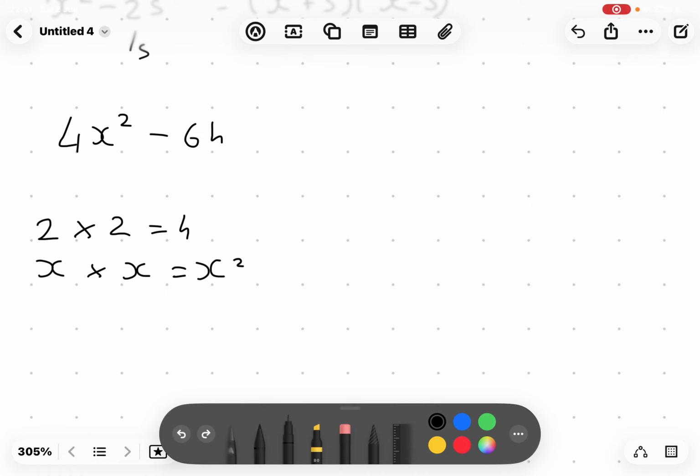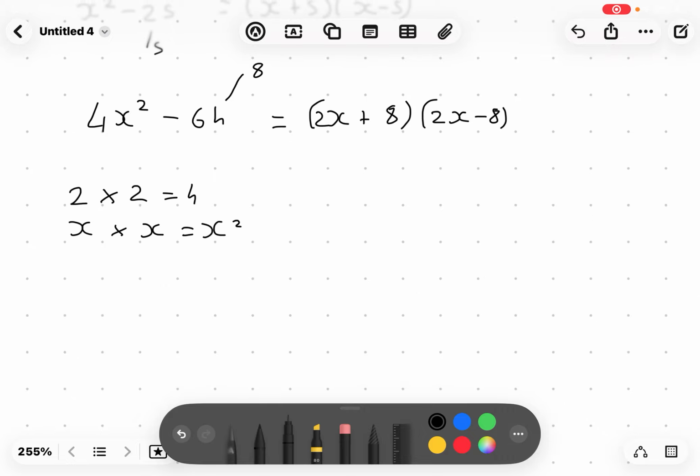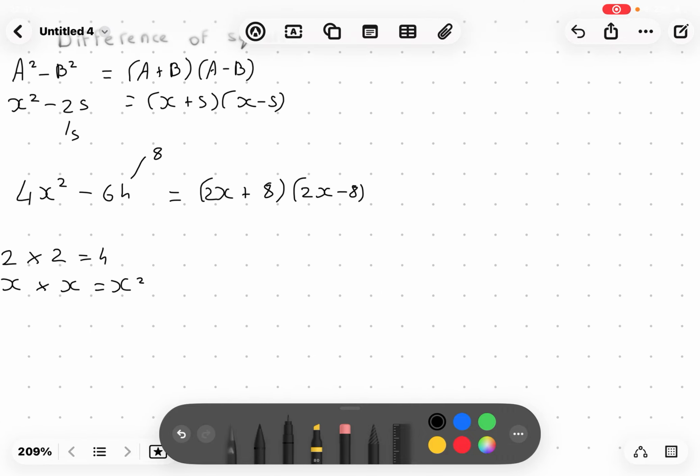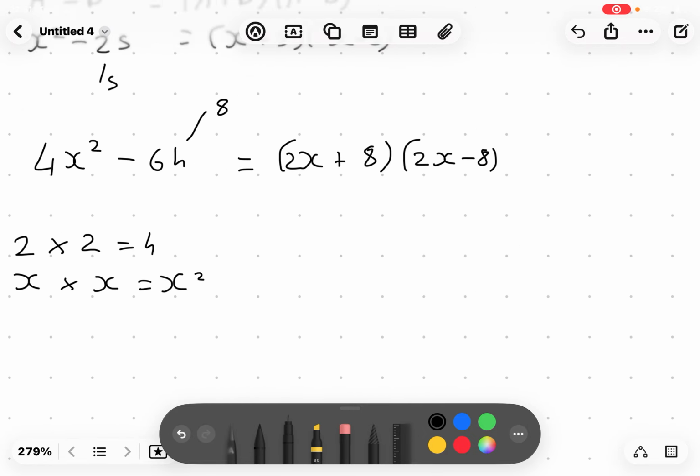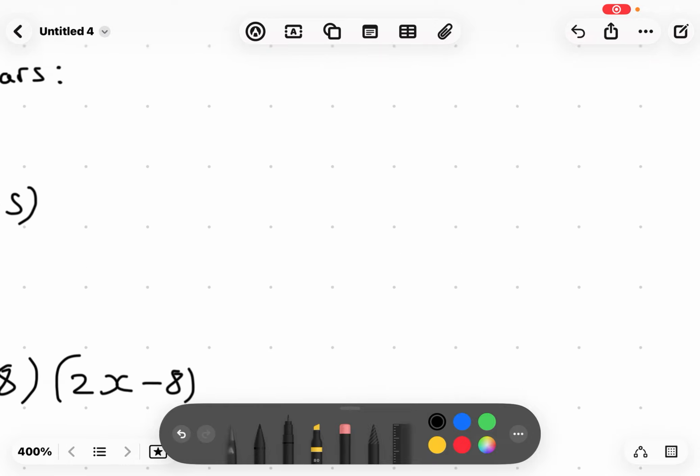So basically it's going to be 2x plus a number that is squared, basically it's going to be 8. Then same thing here. So yeah, we can use some more space.